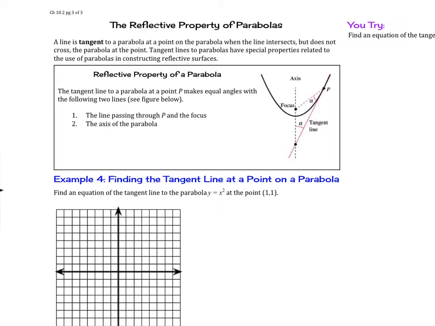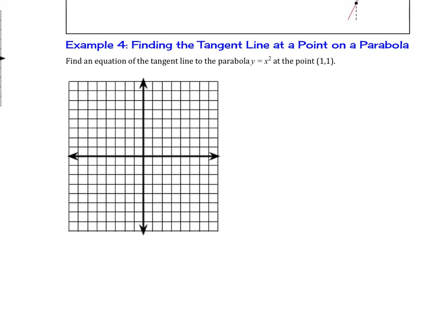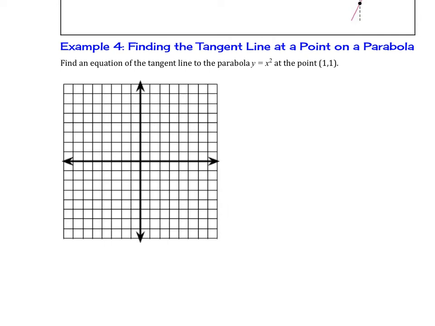The tangent line to a parabola at point P makes equal angles with the following two lines: the line passing through P and the focus, and the line parallel to the axis of the parabola. Notice here, these are the same angle, which means this is an isosceles triangle. That distance is the same. We're going to use that property to help us find the equation of the tangent line. Find an equation of the tangent line to the parabola y equals x squared at the point 1, 1.